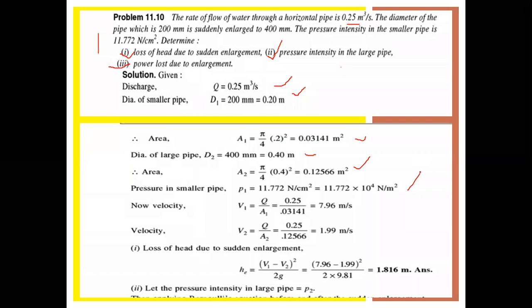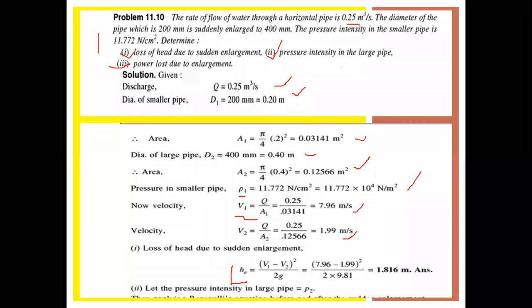Okay, next, now that we have the area values, find velocity V1. V1 is equal to Q by A1. Why find V1 first? Because we already have A1 and Q, and since the P1 value is known, it is better to find V1 as well. Therefore V1 is equal to Q by A1. Next, V2. Here V2 is not equal to V1, because the areas have changed. That's why taking the A2 value, the V2 value changes again. Got it? Next, write the sudden enlargement formula for the loss of head.